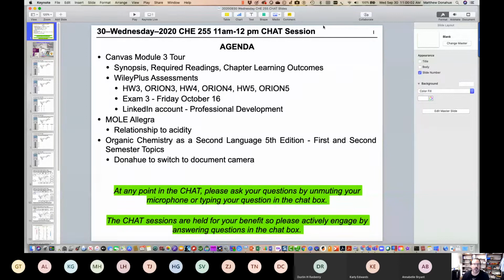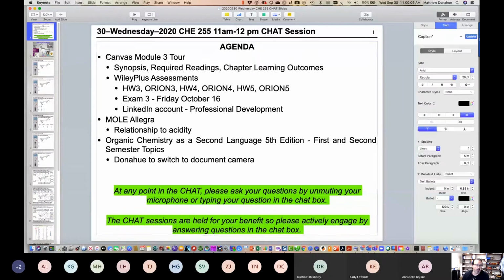Hopefully you can all see the screen here with the agenda slide. I thought what I would do first is take you through a tour of Canvas, the Module 3 tour. So just show you again the layout with the synopsis, required readings, and chapter learning outcomes. I'll show you the Wiley assessments. We're doing 3 chapters for this module: 3, 4, and 5. I've lumped these together and I call them physical organic chemistry, and I'll explain what that means.